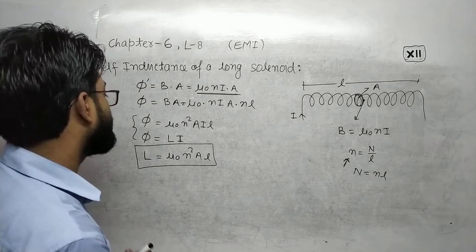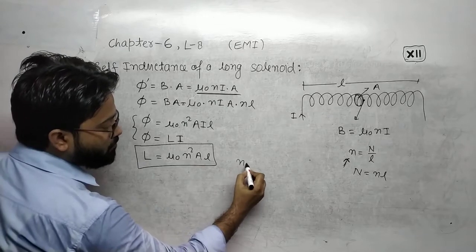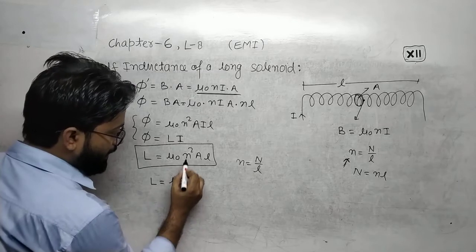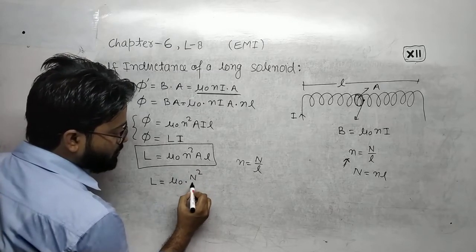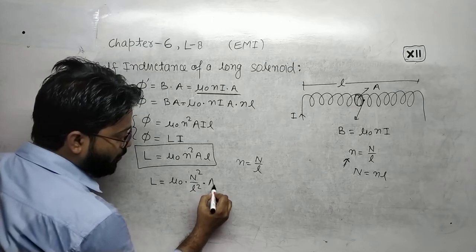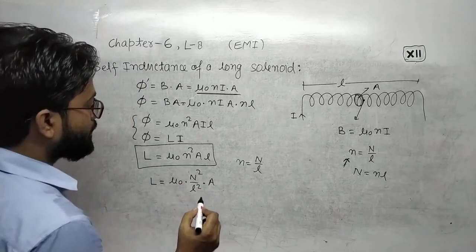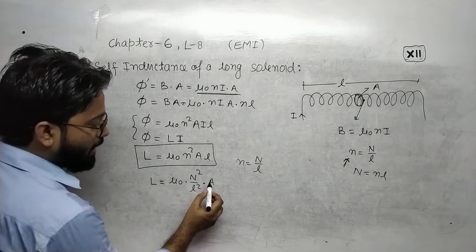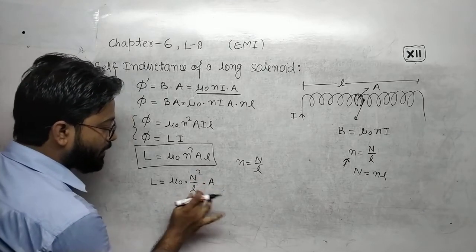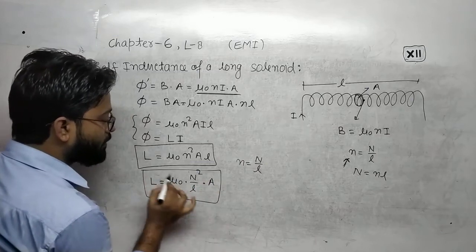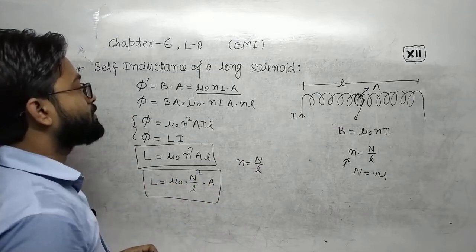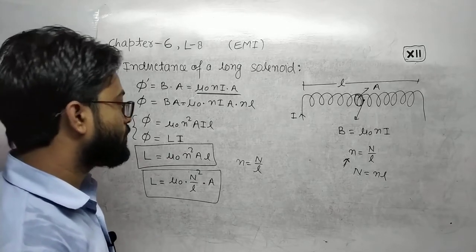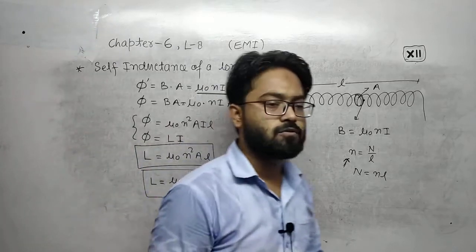in a long solenoid. In place of small n, you can write capital N upon L. Here mu naught, in place of n, will be N square upon L square into A into L. Here it will be like that. Means mu naught N square upon L times A. This is the self-inductance of a long solenoid. Hope you are understanding, and this is also very easy. Thank you.